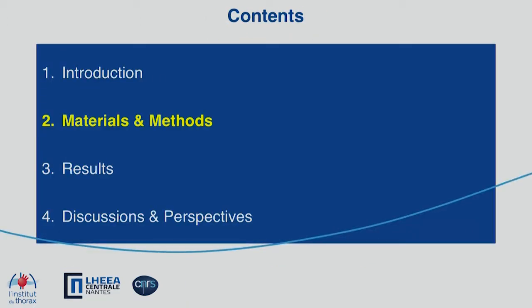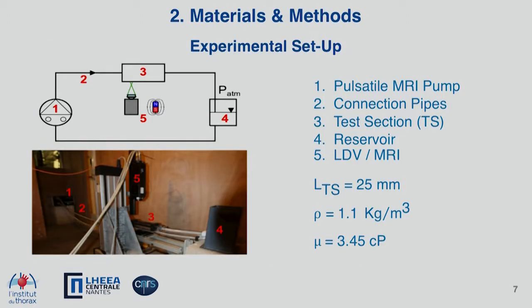Let's switch then to materials and methods. The experimental setup was composed by a MRI-compatible pump, connection pipes, test section, and the reservoir. The test section was designed as a square channel to easily allow LDV. Its size was 25 millimeters long, compatible with a large vessel diameter, and during MRI, a plastic box filled with an agarose gel surrounded the test section to simulate the presence of human tissues.